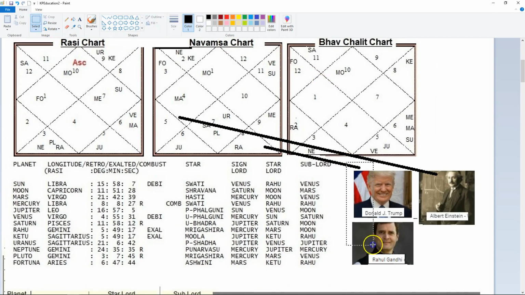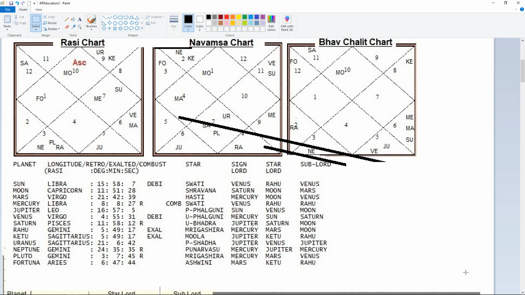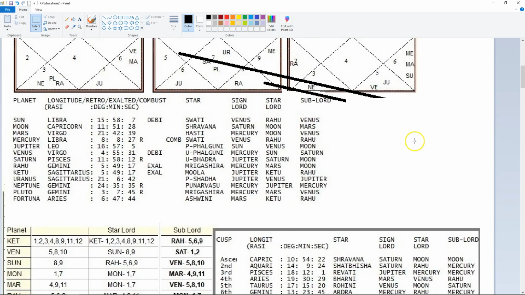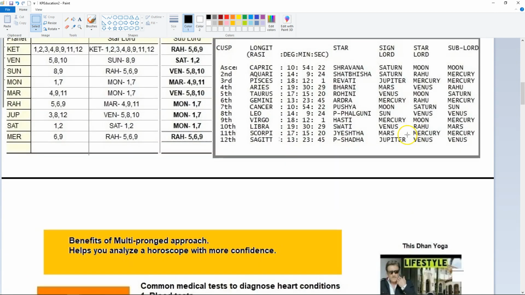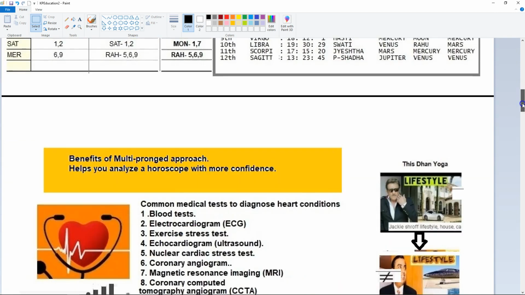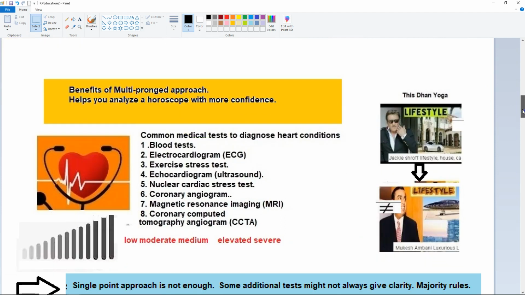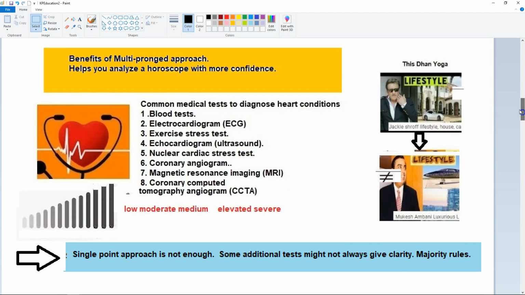So what do you do? How do you move forward, and what is that method that can make you more confident? That is what we are going to discuss in this video. So let's look at what is meant by the multi-pronged approach.